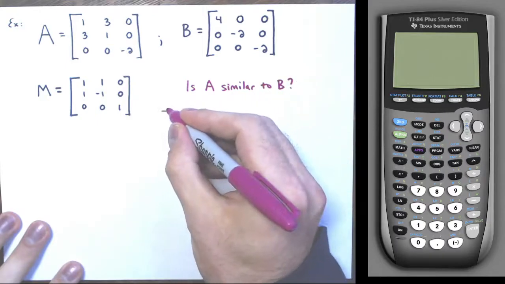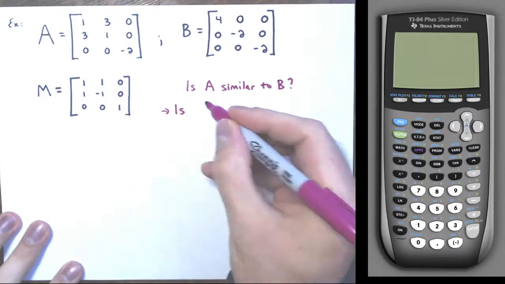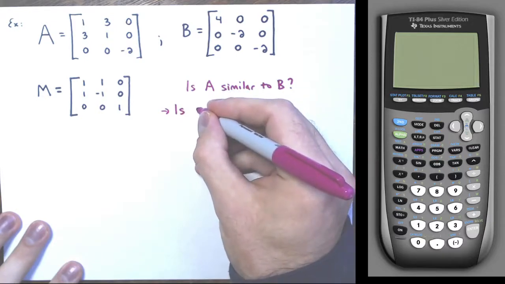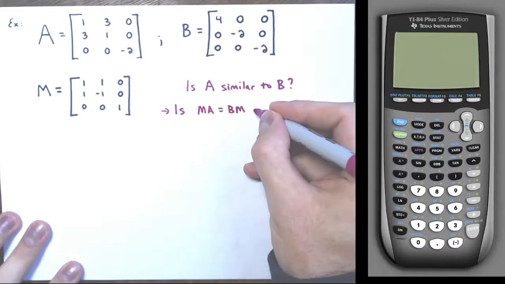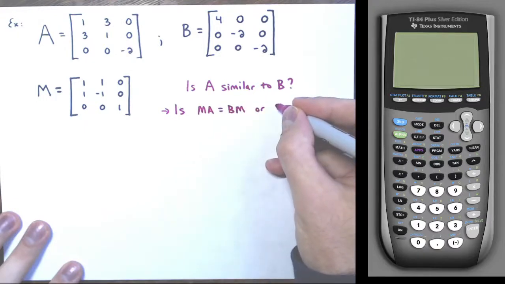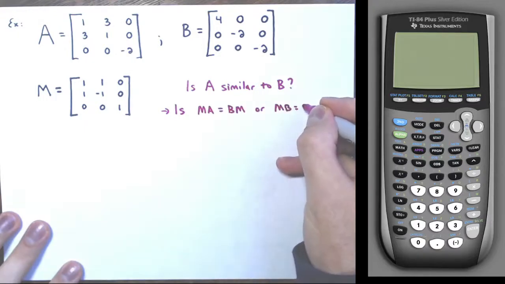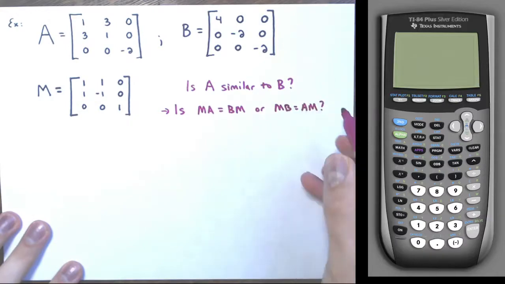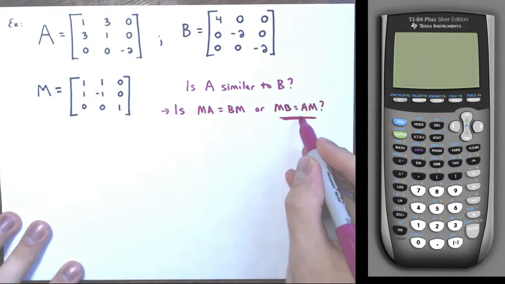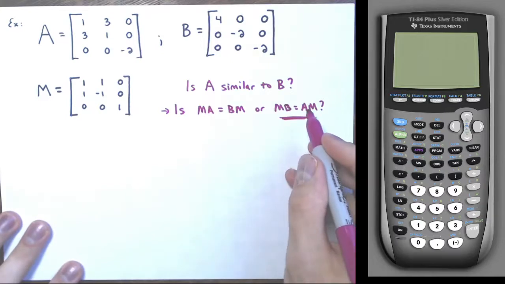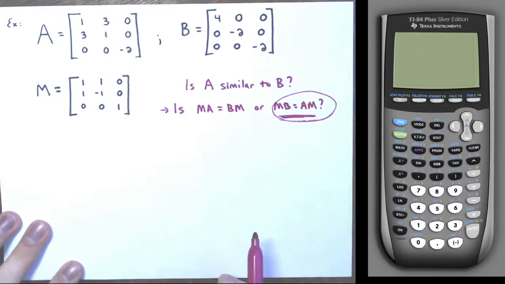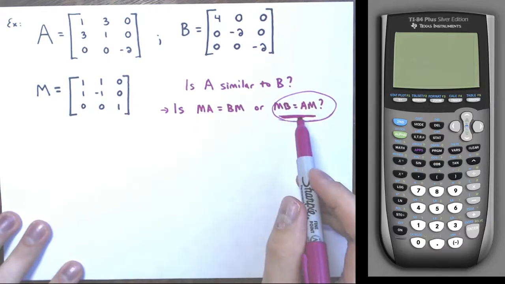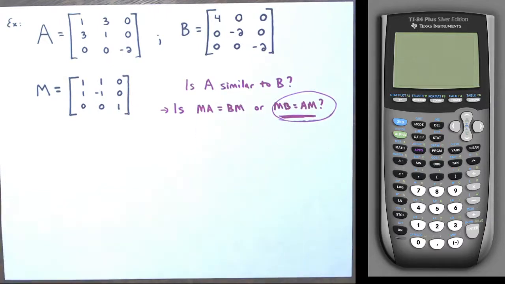So the question is the same as asking whether either M times A equals B times M, or M times B equals A times M. I'm going to check this one this time, because I think I pulled these examples from a textbook where they were using this formula instead of this one. So let's try it out.